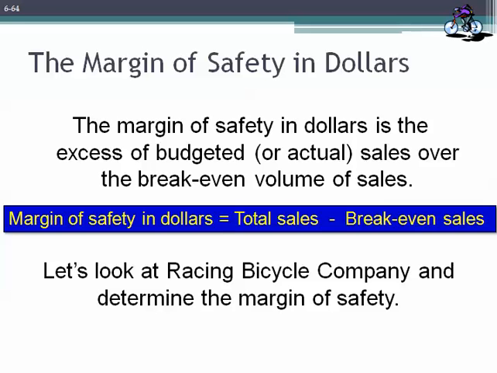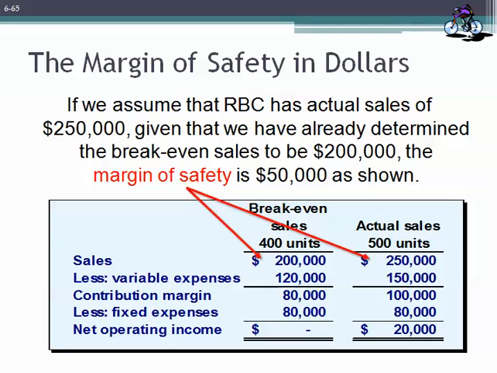Let's look at the racing bicycle company and determine its margin of safety. Recall the racing bicycle company's actual sales were 500 bicycles per month for revenues of $250,000, resulting in a net operating income of $20,000. We calculate our break-even sales at 400 bicycles per month, or $200,000. Thus, the margin of safety is the difference between our current sales of $250,000 and our break-even sales of $200,000. Our margin of safety is $50,000.